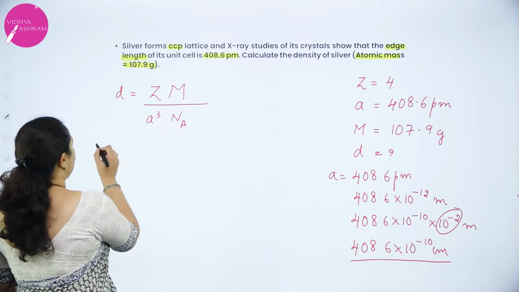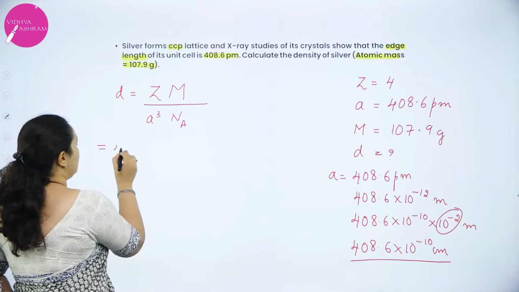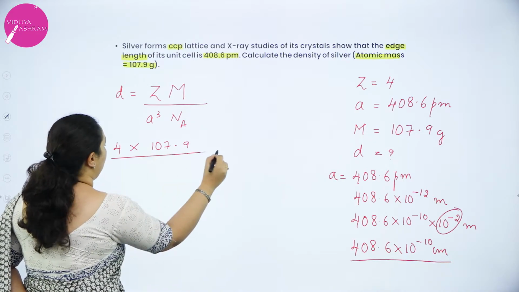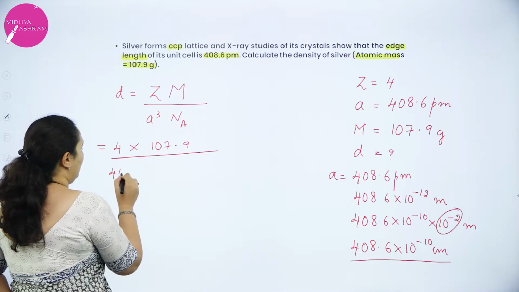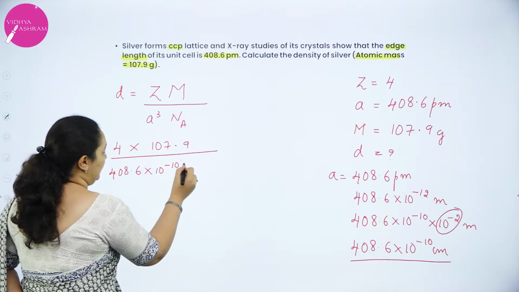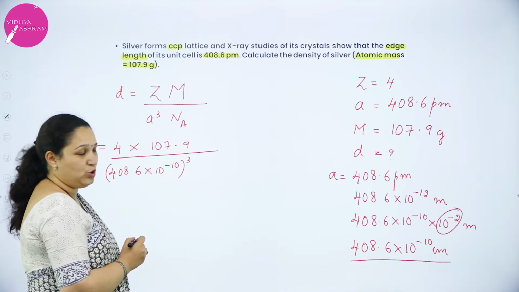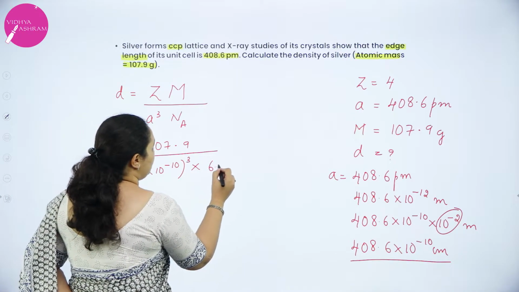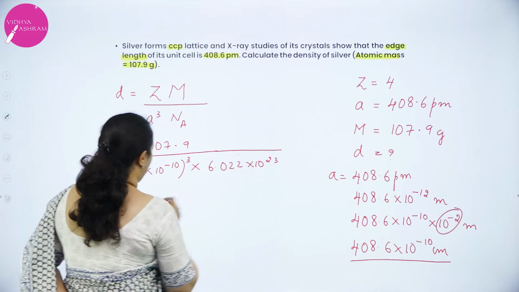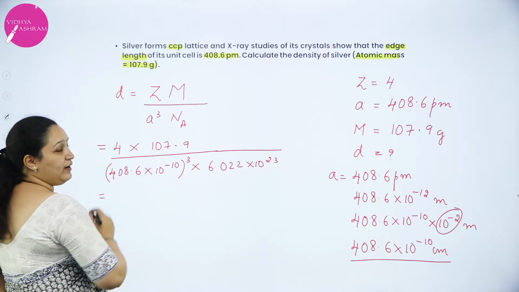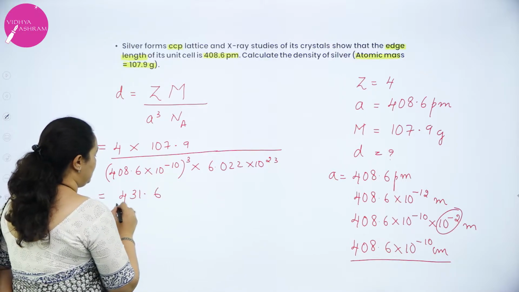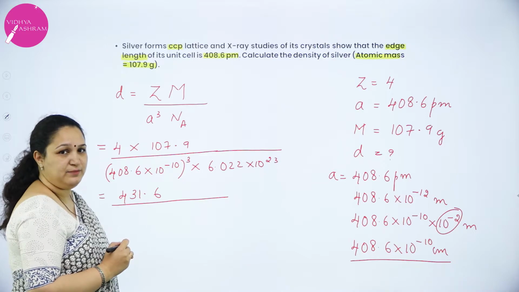So I will just solve this for you all. Z is what? It is 4. What is M? It is 107.9 divided by A, which is 408.6 into 10 to the power minus 10 whole cube. I have to cube it completely, into 6.022 into 10 to the power 23. If you solve this, 4 into 107.9, you will get 431.6. You can use a calculator and solve it.